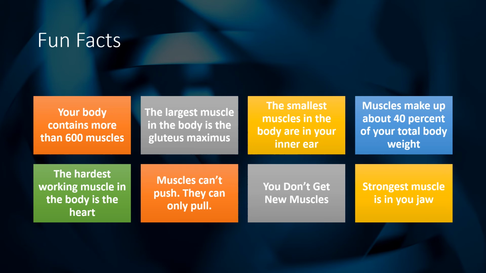Facts. Let's go. Number 1, your body contains more than 600 muscles. Number 2, the largest muscle in the body is the gluteus maximus. The smallest muscles in the body are in your inner ear. Muscles make up about 40% of your total body weight. The hardest working muscle in the body is the heart. Muscles can't push, they can only pull. You don't get new muscles. Strongest muscle is in your jaw.